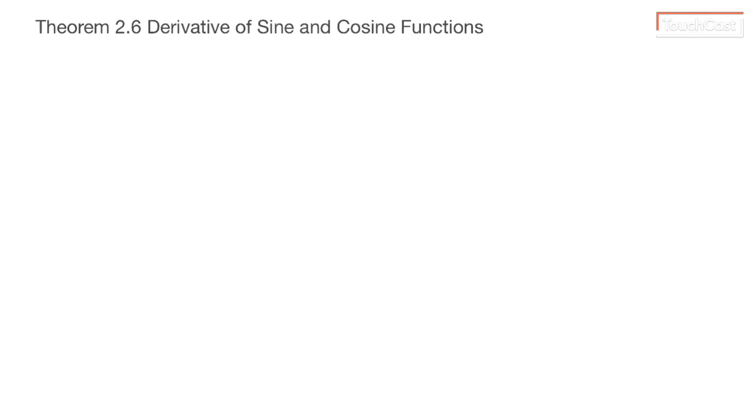Now for our last theorem in Lesson 2.2. We might not get all of our examples in this video, but it's our last theorem. So this is theorem 2.6, which is the derivatives of sine and cosine functions, which are actually pretty simple.